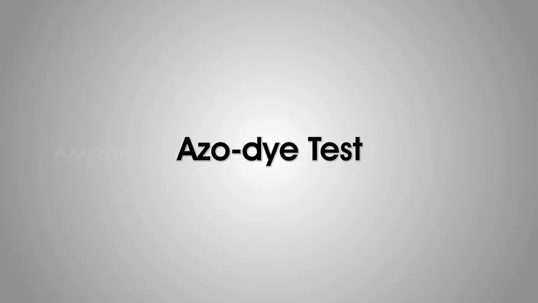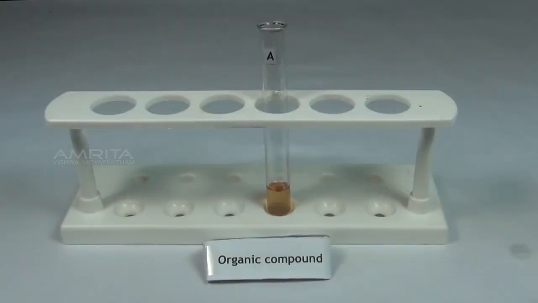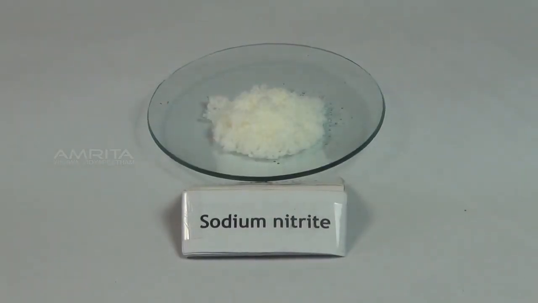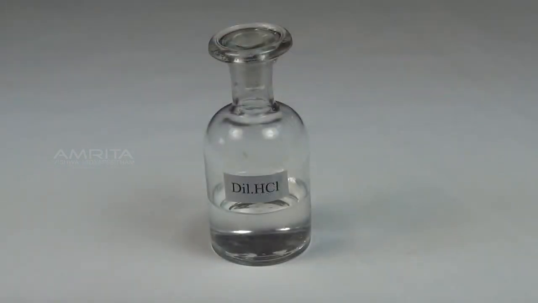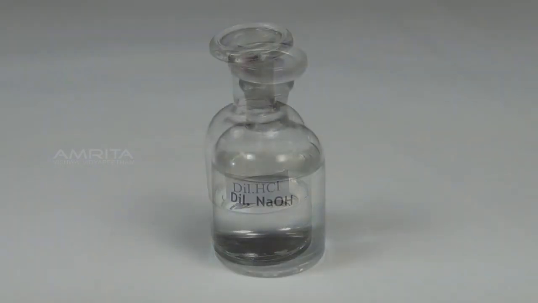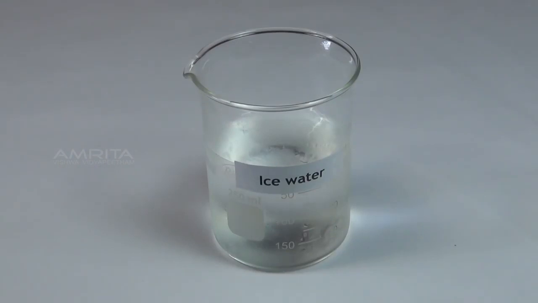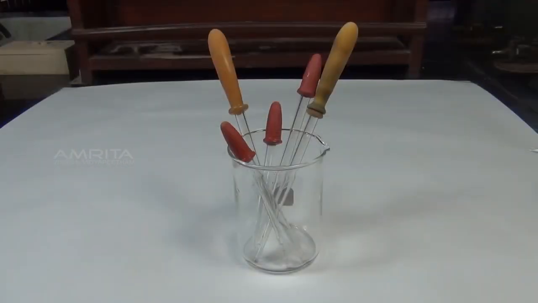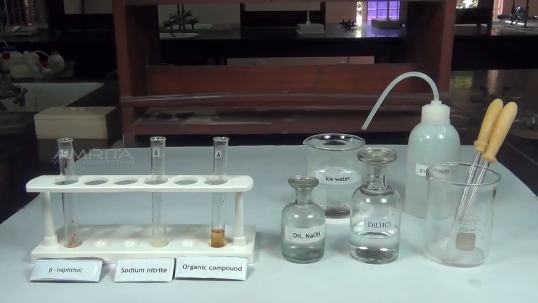Azo-dye Test. Materials required: organic compound, sodium nitrite, beta-naphthol, distilled water, dilute hydrochloric acid, dilute sodium hydroxide, ice-cold water, test tubes and droppers. Procedure: take small quantities of organic compound, sodium nitrite and beta-naphthol in test tubes A, B and C respectively.